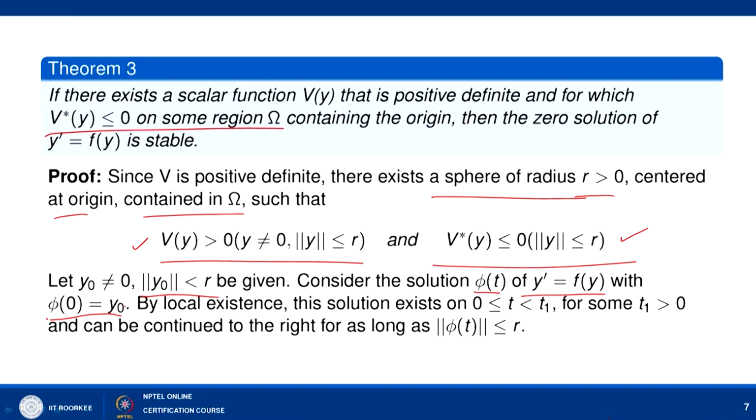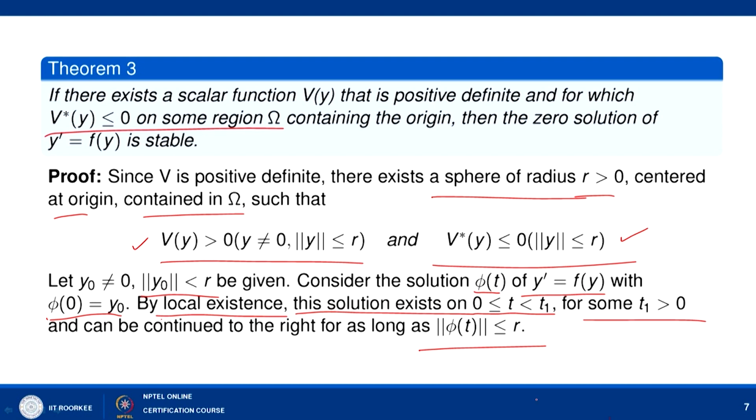Here I am assuming that f is smooth enough. So, it means that we assume that the solution exists. By local existence, this solution exists on some interval, say 0 ≤ t ≤ t1 for some t1 greater than 0. This is the standard existence theorem: if f is smooth enough, then this initial value problem has a solution. In fact, if we take more smoothness on f, then we can have a unique solution here, and this can be continued to the right of t1 as long as norm of phi(t) is less than or equal to r.